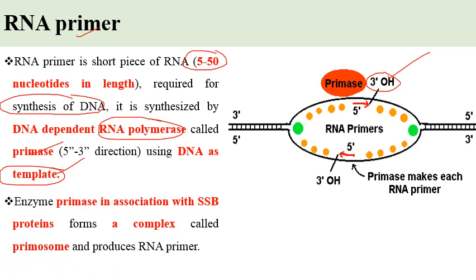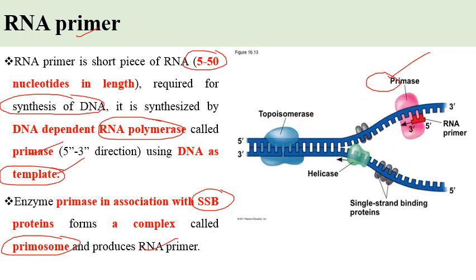So enzyme primase in association with SSB, that is single strand binding proteins, forms a complex called primosome and produces RNA primer. So this primase helps in formation of this short segment of RNA primer, and it provides a free 3'-OH group for the activity of DNA polymerase 3 in case of prokaryotes.